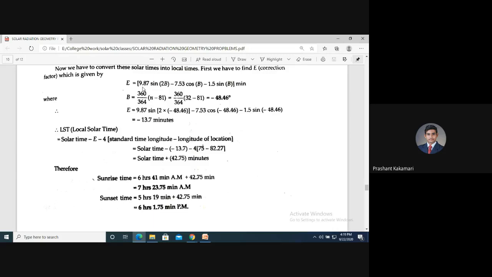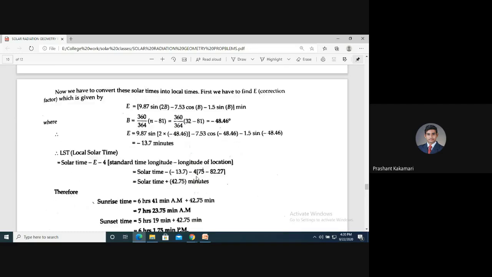So we know the correlation: 9.87 sine of 2B minus 7.53 cos B minus 1.5 sine B like this. So E value and this minus 4 into bracket, all are in minutes. Solar time is in hours. So as per that correction, these minutes are to be added for the given location, so that they have added with the earlier time.